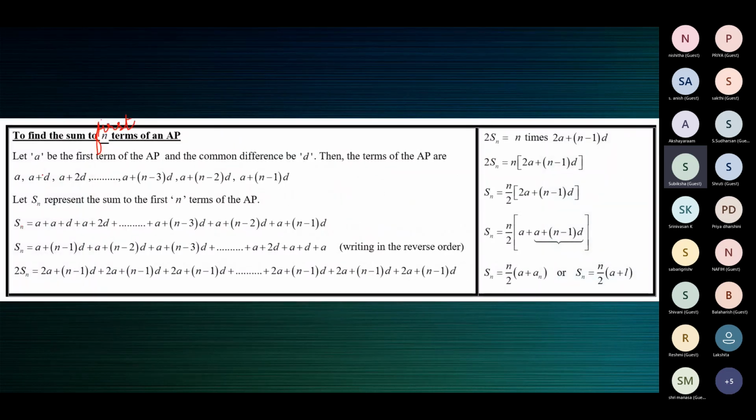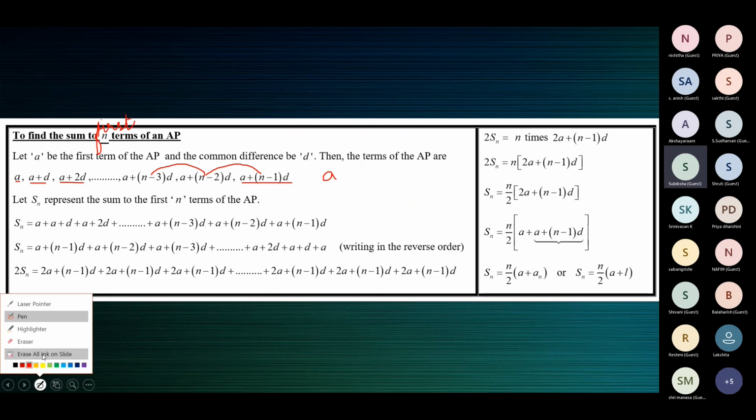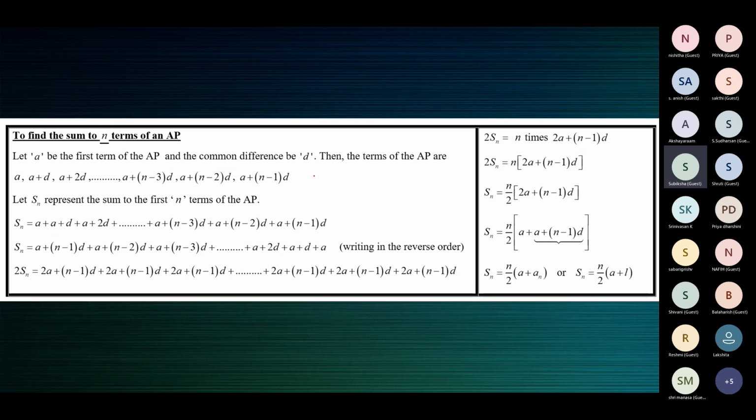When the first term is A and the common difference is D, the first term is A, the second term is A plus D, and so on, and the last term, meaning the nth term, will be A plus n minus 1 into D. The one before this will be A plus n minus 2 into D, and the one before that will be A plus n minus 3 into D. For example, A plus n minus 1 into D.